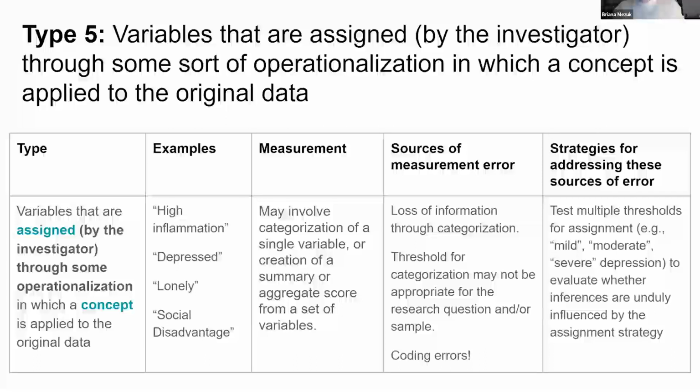So some strategies for assessing these sorts of errors, setting aside the coding errors: if you're going to apply a threshold, you should test multiple thresholds. So maybe you have mild, moderate, and severe depression, for example, to evaluate whether your inferences are unduly influenced by this assignment strategy. Because again, this is a variable that you have assigned to the observation. It is not something intrinsic to the observation. What was intrinsic to the observation was whatever their measure on the CRP assay was. But then you took that measure and turned it into this construct, high inflammation, right? And so that's a different type of variable than these others.